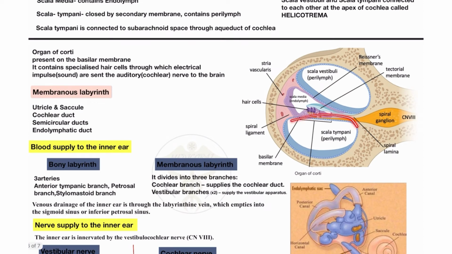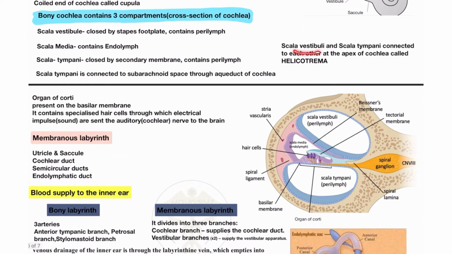Here this is the part of the scala tympani, and this is the part of the scala vestibuli. Then this part and this part merge together, and the merging is called the helicotrema. So the scala vestibuli and scala tympani are connected to each other at the apex of the cochlea. You will see this merging at the apex of the cochlea, and this position is called the helicotrema.